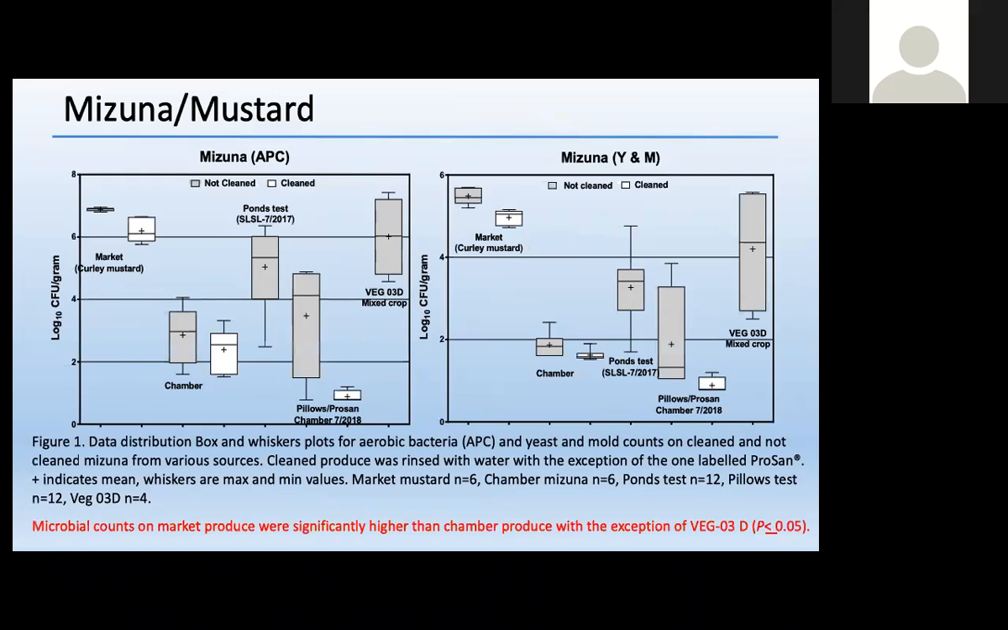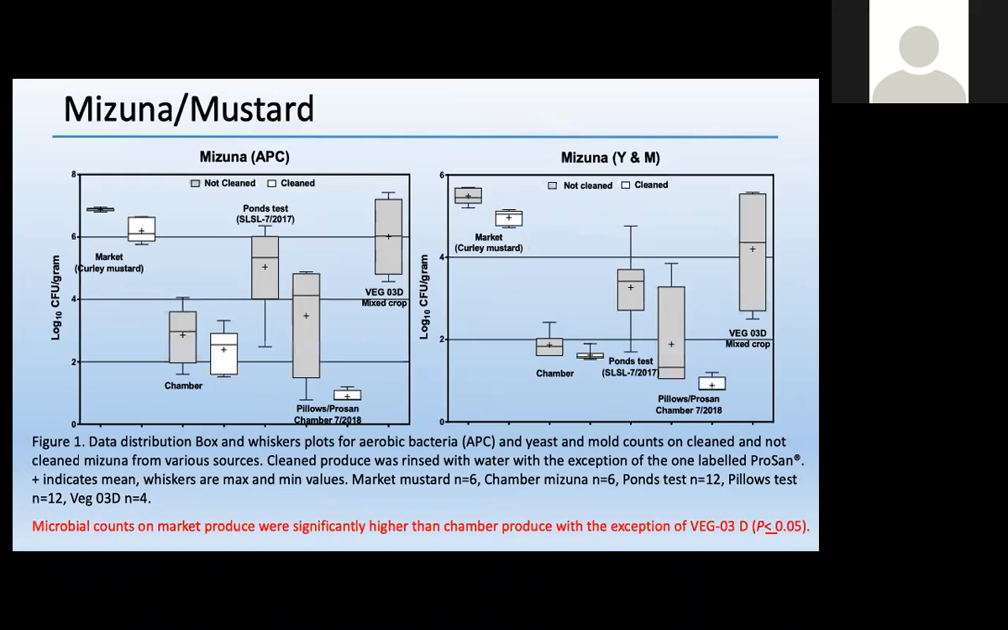The curly mustard, not cleaned and cleaned. Our chamber grown Mizuna, not cleaned and cleaned. And then we have the PONDS analog test and another analog with pillows. And then the Veggie 3D mixed crop Mizuna. So the cleaned produce in the chamber and market, these were triple rinsed with sterile DI water for 15 minutes each rinse.